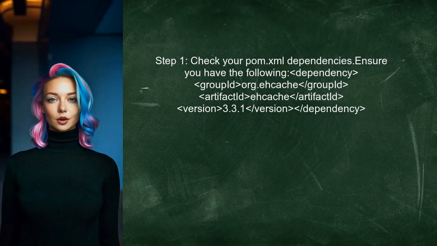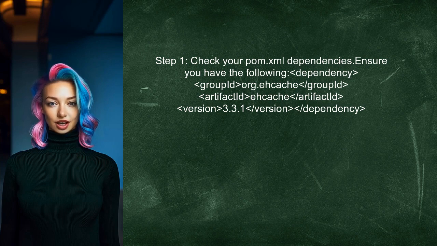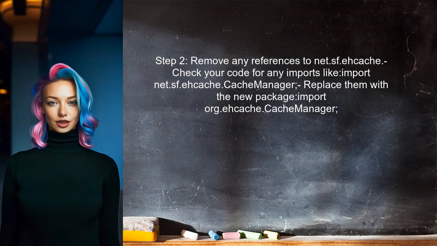To resolve the issue with the CacheManager, the user should first ensure that they have the correct dependencies in their pom.xml file. Since ehcache has moved to a new group ID, it's important to include the right version. Next, the user should verify that they're not using any classes from the old package, net.sf.ehcache. This can lead to conflicts and errors in the project.